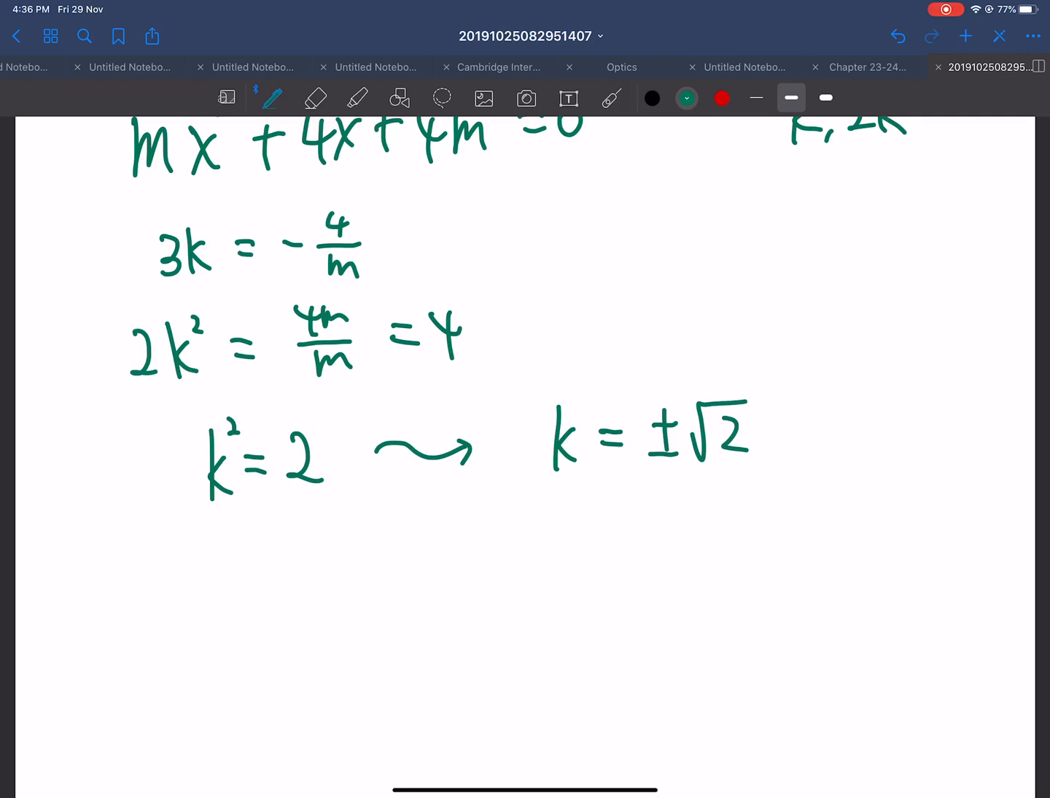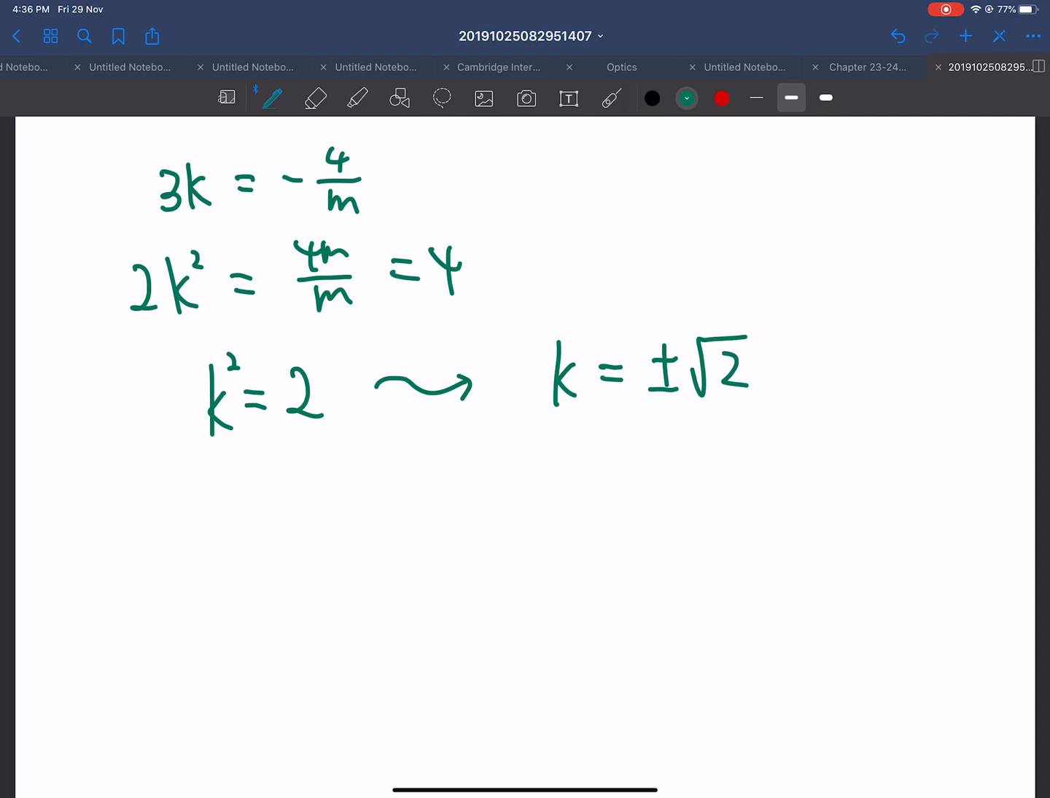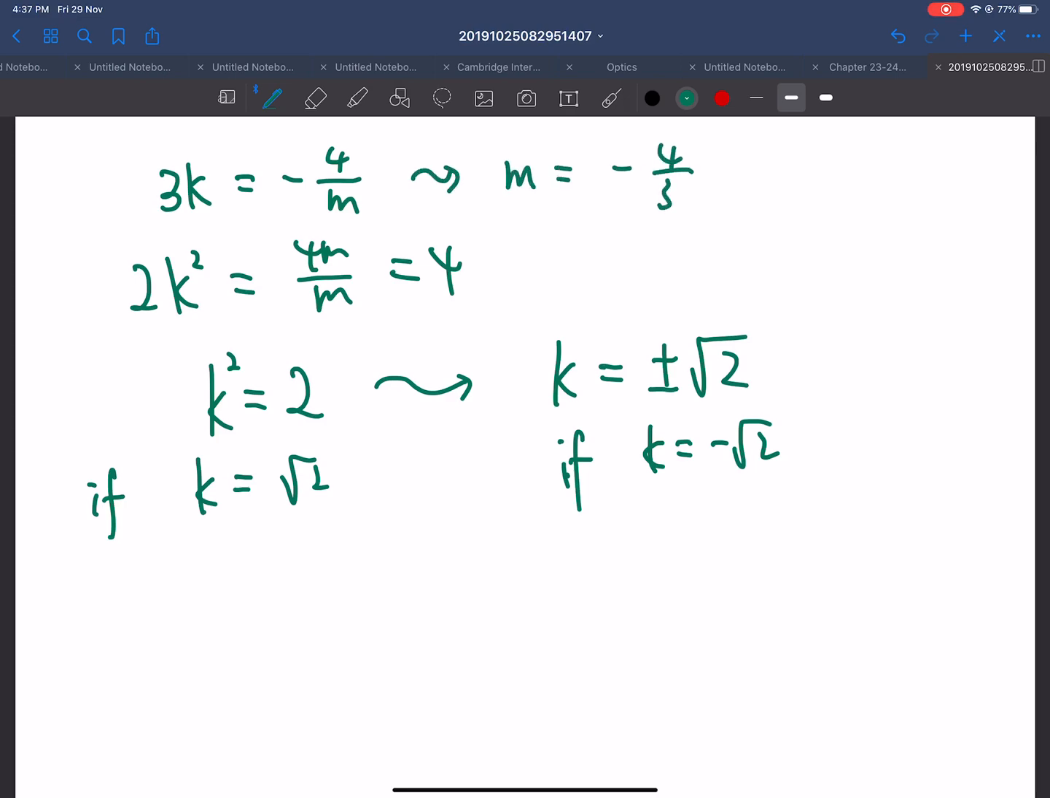And then, this is very important exam skill. You need to separate into two cases to find the m, because it's plus or minus, it gives you different values. Or you simplify this formula first. It's 3 over 4k. And then if k is equal to square root 2, you get negative 4 over 3 square root 2.